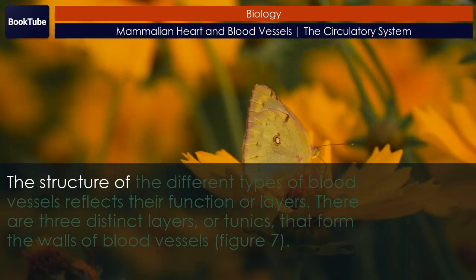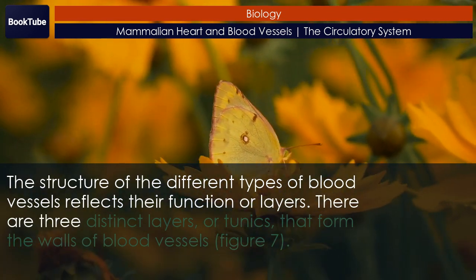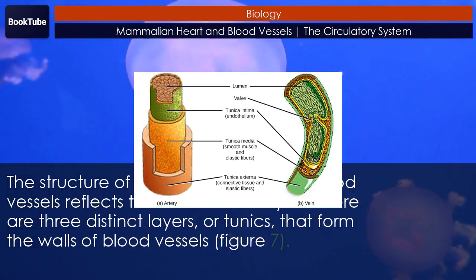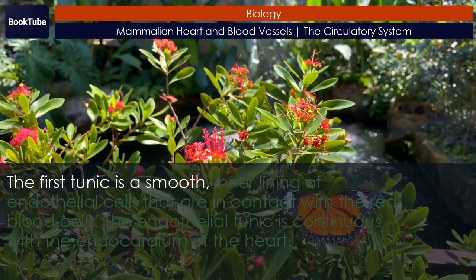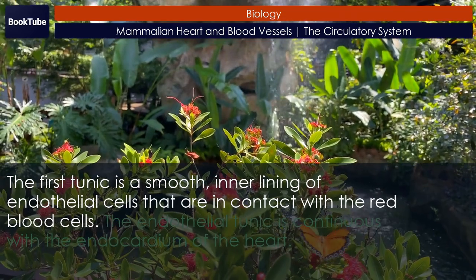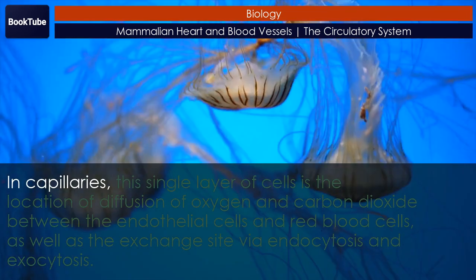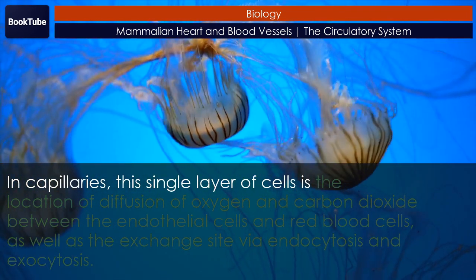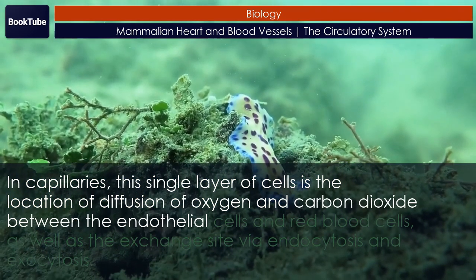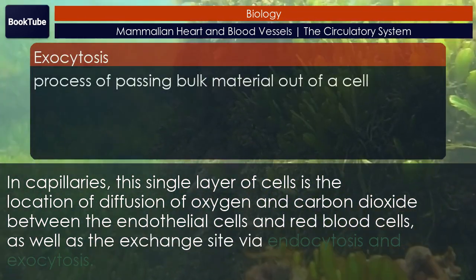The structure of the different types of blood vessels reflects their function or layers. There are 3 distinct layers, or tunics, that form the walls of blood vessels. Figure 7. The first tunic is a smooth, inner lining of endothelial cells that are in contact with the red blood cells. The endothelial tunic is continuous with the endocardium of the heart. In capillaries, this single layer of cells is the location of diffusion of oxygen and carbon dioxide between the endothelial cells and red blood cells, as well as the exchange site via endocytosis and exocytosis.